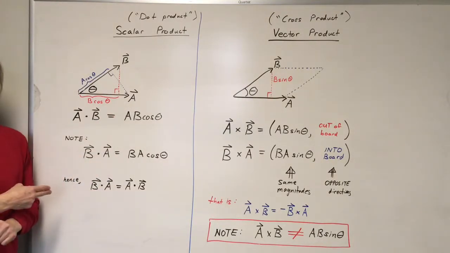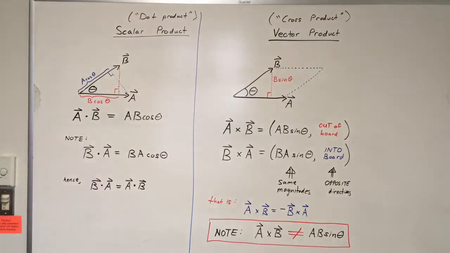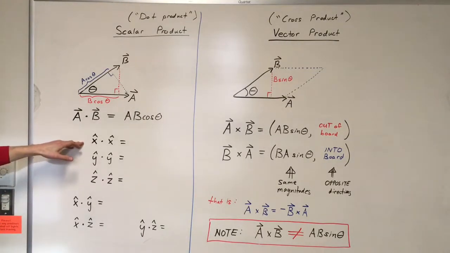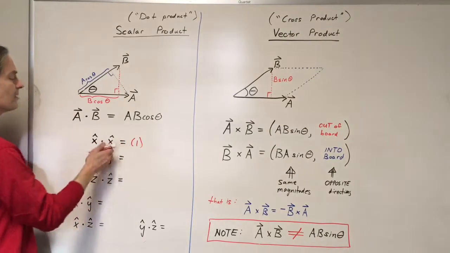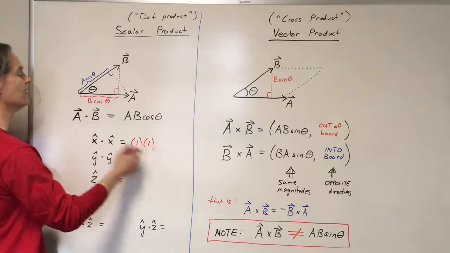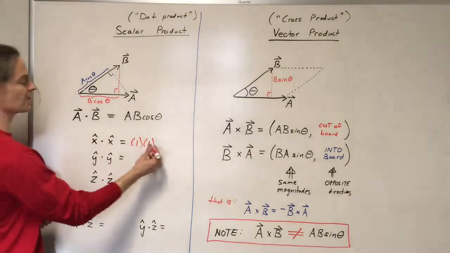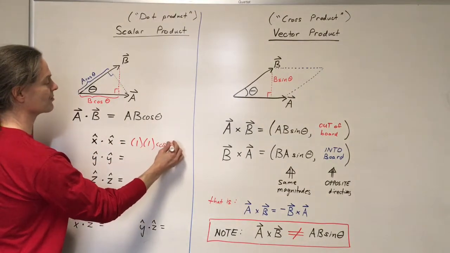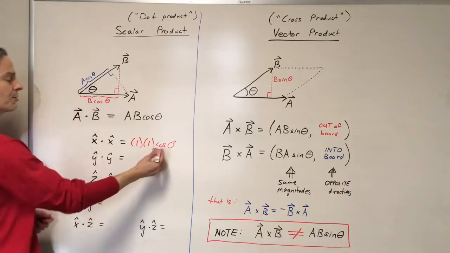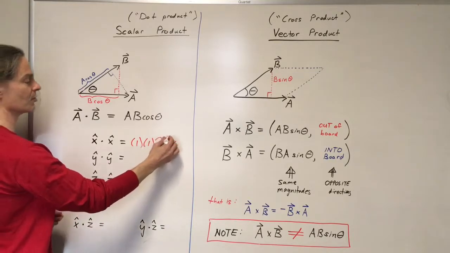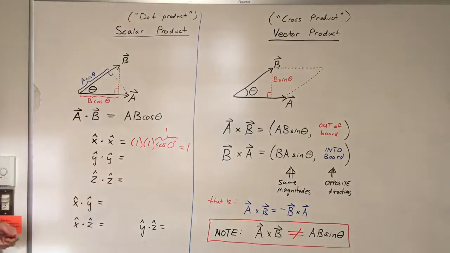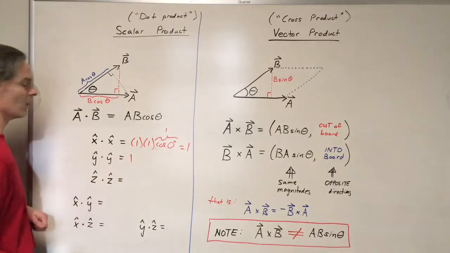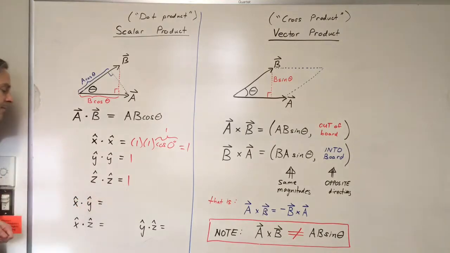So let's look at what this means for our unit vectors. First, x hat dot x hat. Well, the magnitude of x hat is 1. The magnitude of x hat is 1. The cosine of the angle between these two unit vectors in the same direction, well, that's cosine of 0 degrees. There's no angle between them. Cosine of 0 degrees is 1, and we get 1. So x hat dot x hat is 1. For the very same reason, y hat dot y hat is 1, and z hat dot z hat is 1.